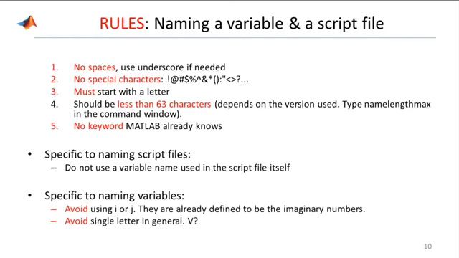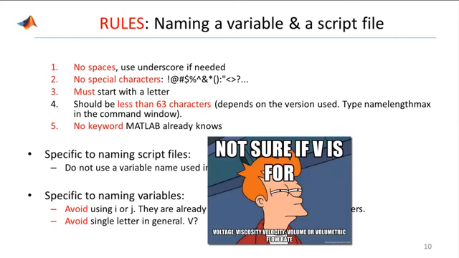Specific to naming variables, try to avoid one-letters. Avoiding i and j is crucial since MATLAB is a calculator. i and j is the square root of -1. But avoiding single letters in general is useful. What is V, for example? In engineering, V stands for a lot of things, and eventually you'll lose track of which one.